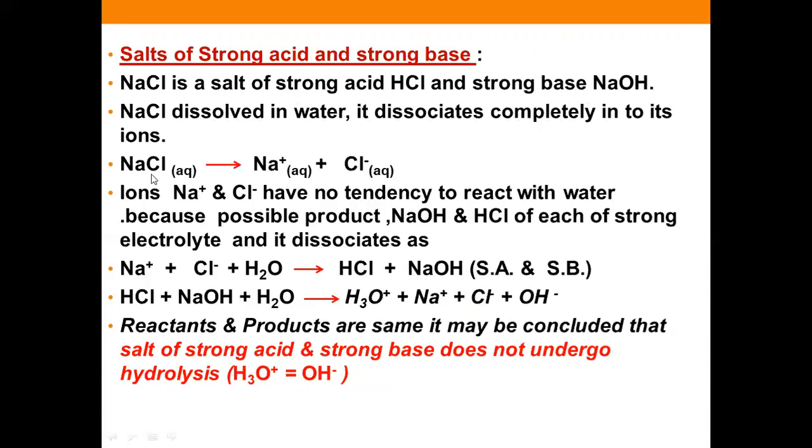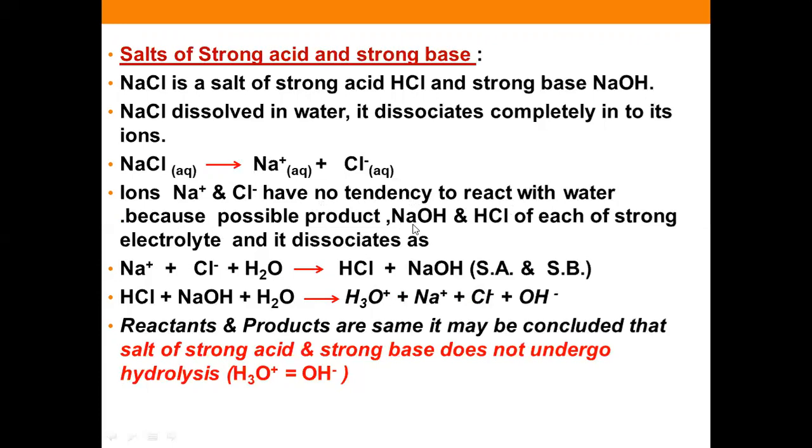NaCl is a salt of strong acid and strong base. So it dissociates completely and gives what? Na plus and Cl minus. Here the ions, sodium plus ions and Cl minus ions, are strong ions, and therefore they have no tendency to react with the water.